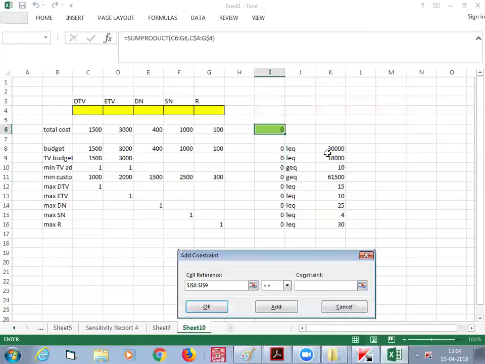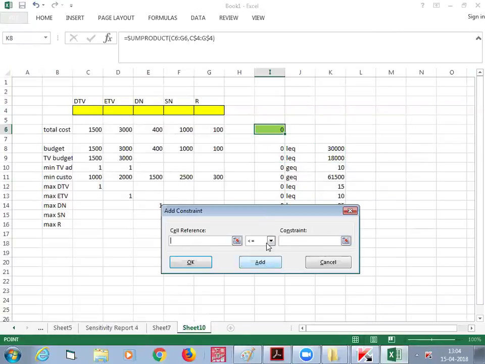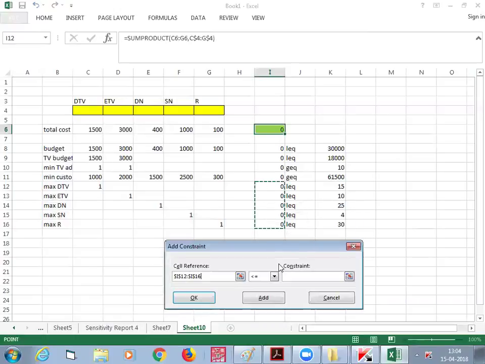These are less than or equal to these. These are greater than or equal to these. And these 5 are less than or equal to these 5 here. Okay?